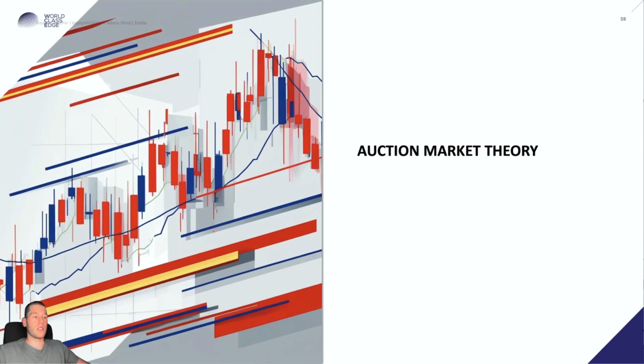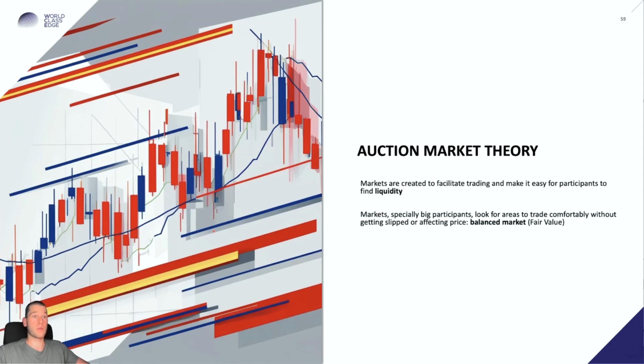And furthermore, there is the auction market theory, and that is about that markets are created to facilitate trading and make it easy for participants to find liquidity. So your interest as a market participant is to find liquidity. You want to buy or sell at the best price in the fastest possible way there is. And markets, especially for big participants, look for areas to trade comfortably without getting slippage and affecting the price. A big market participant has no interest in moving the price, because the more he moves the price, the worse the price is that he gets, either for buying or selling. So they want to stay undercover and don't want to move the market.